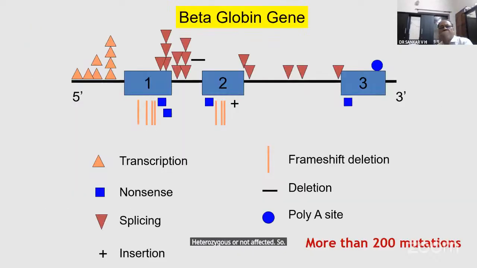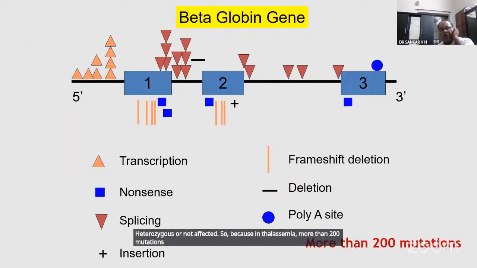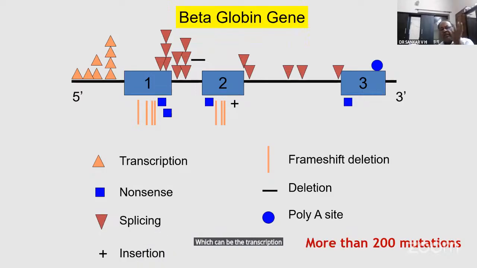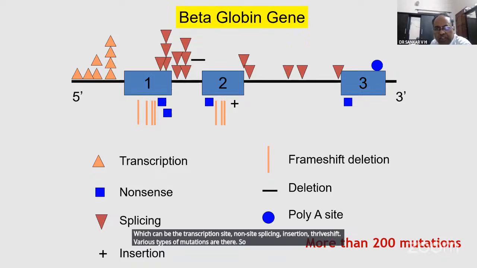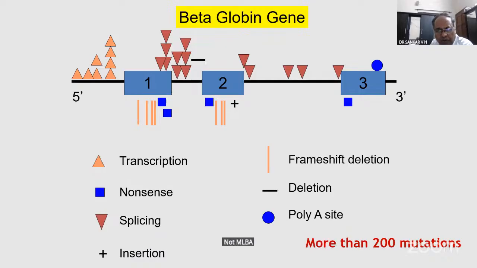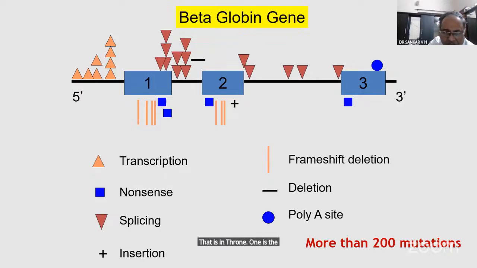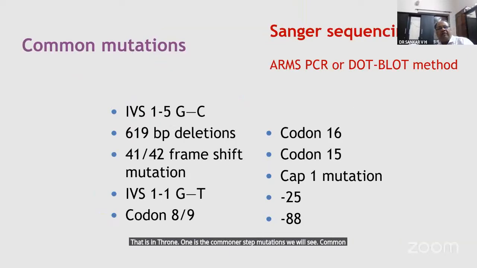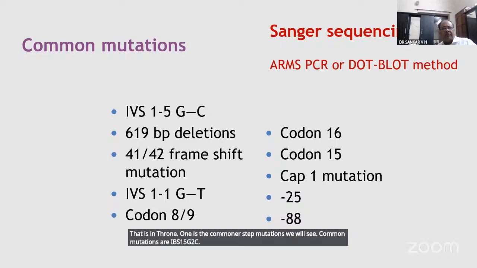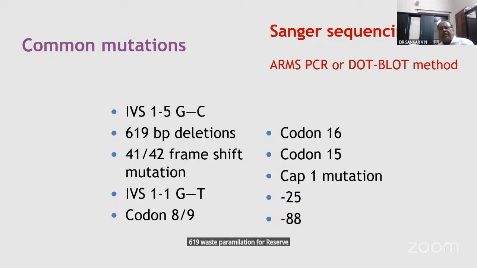In thalassemia, more than 200 mutations are known, which can be in the transcription site, splice sites, insertions, frameshifts. Various types of mutations are there. So the entire beta globin gene sequencing has to be done, not MLPA. Here we will preferably do sequencing because the commonest mutations are point mutations in the intron, that is IVS, intervening sequence. Intron 1 mutations are the commonest we will see. Common mutations are IVS 1-5 G>C and 619 base pair deletion. These are the 10 mutations common in our society. So you can do Sanger sequencing.